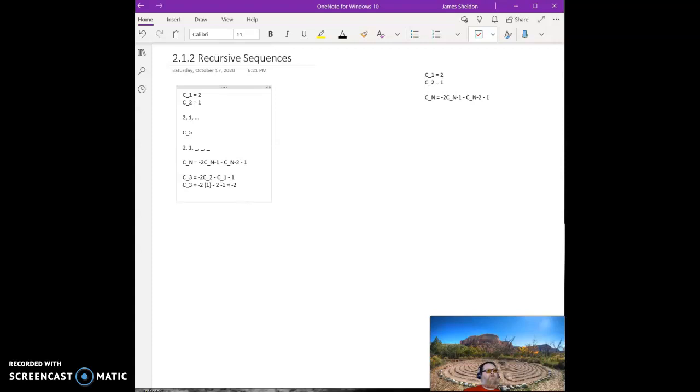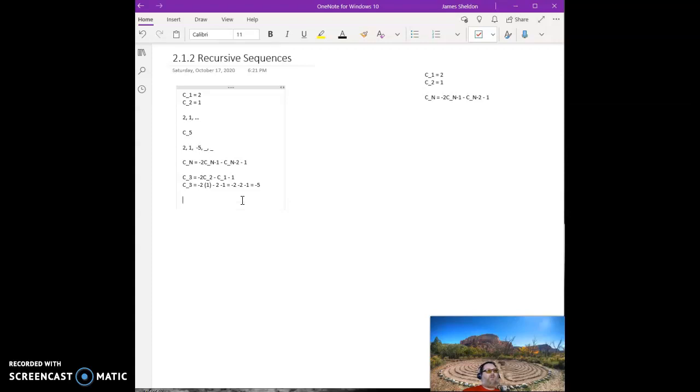And now we have minus 2, minus 2, minus 1 equals minus 5. So now we know we have 2, 1, minus 5. And so we have the third term, and then we need to find the fourth and then the fifth.